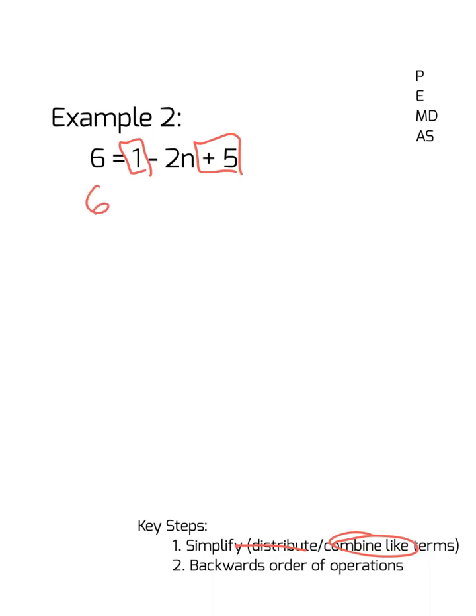So I'm going to bring down my 6 and my equal sign, and I know together those make 6. And then I'm going to bring down my minus 2n. And now that I've simplified, I'm going to go ahead and start my backwards order of operations. So on the side of my variable, I have this 6 and this negative 2. And I know that I'm going to start backwards order of operations with my adding and subtracting. So this is a positive 6. So in order to move it to the other side of the equal sign, I'm going to go ahead and subtract it.